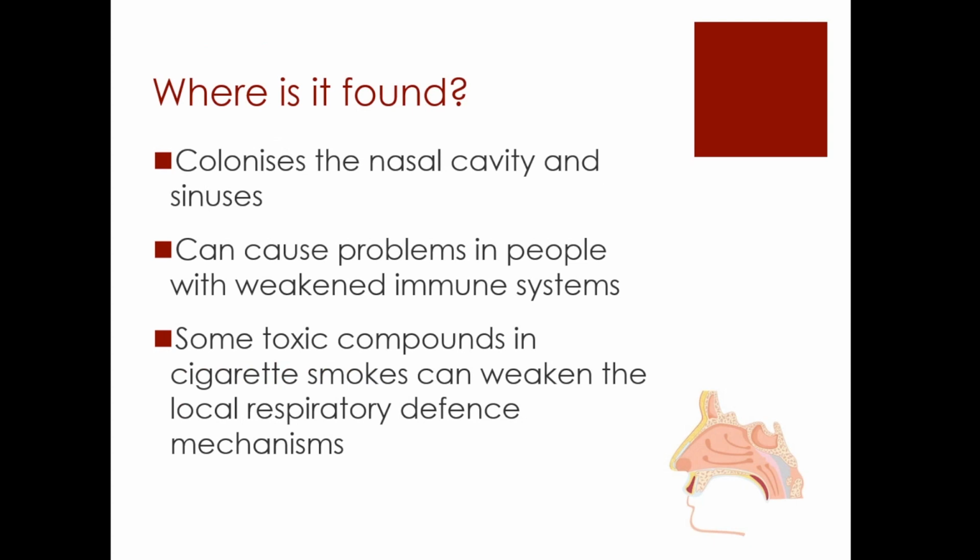So let's talk about where it normally lives. Streptococcus pneumoniae normally colonizes the nasal cavity and the sinuses, and it normally causes no problems, but it can cause problems with people with a weakened immune response. This will involve infants, elderly, those with HIV infections, diabetes, malignancy, or alcohol abuse. Now, some toxin compounds in cigarette smoke can also weaken the local respiratory defense mechanisms, and this makes these patients more susceptible to Streptococcus pneumoniae infections.